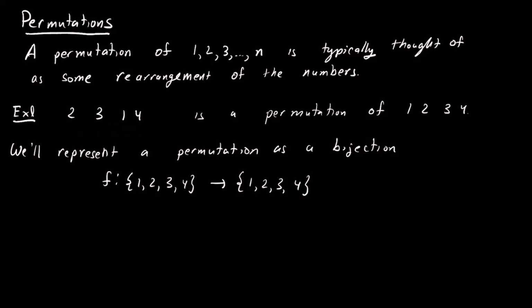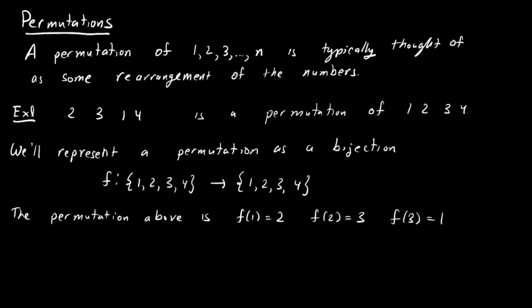What I'm going to do is the following. I'm going to say the permutation above is f of 1 is 2, indicating that the first element is 2. f of 2 is 3, so the second element is 3. f of 3 is 1, so the third element is 1. And f of 4 is equal to 4, so the fourth element in my permutation is 4. So this bijection represents our permutation.